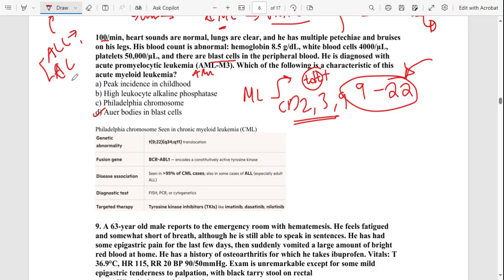Okay. All right. Thank you so much. I've not come across that. It's just one specific feature that I've known when you are looking at acute myeloid leukemia. Thank you so much for that.